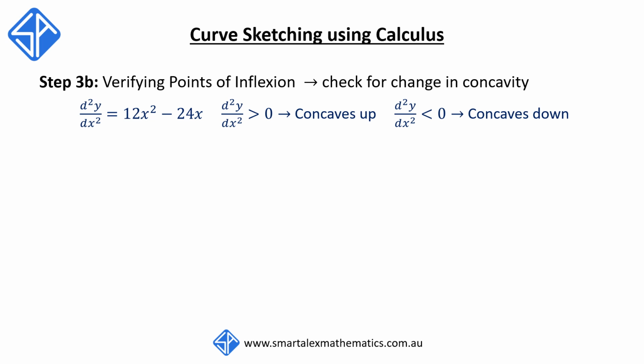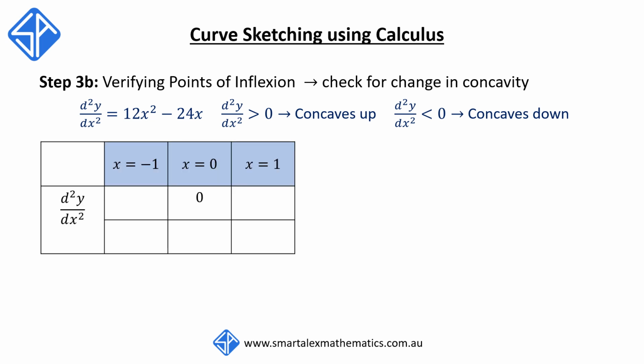Remember, when the second derivative is positive, the curve concaves up, and when it's less than 0, the curve concaves down. So we're looking for different signs on the left and the right-hand side of x for the second derivative. Starting off with x is equal to 0. On the left of x is equal to 0, we're going to choose x is equal to -1. When we sub x is equal to -1 into the second derivative expression and evaluate, we get 36. We do the same for x is equal to 1, sub this into the second derivative expression and evaluate, and we get -12.